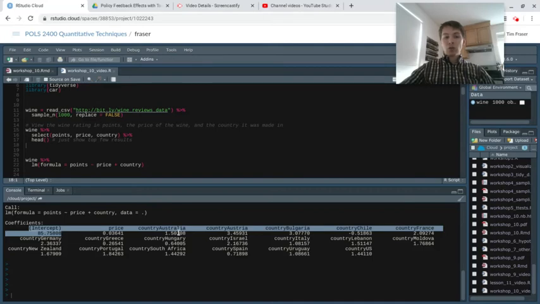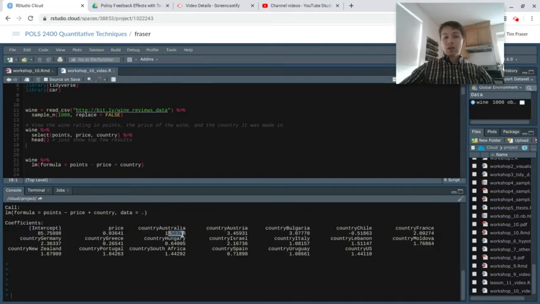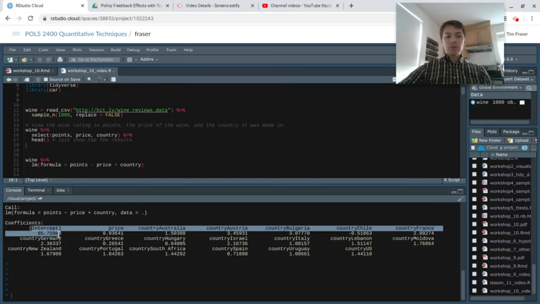The country Australia means, as we discussed, how much more highly would you be rated if you were from Australia? I'm just going to say that one more time to make sure I got that right. The intercept for categorical data means, independent of everything else, Argentinian wines get rated at about 85 points on a scale from 0 to 100.